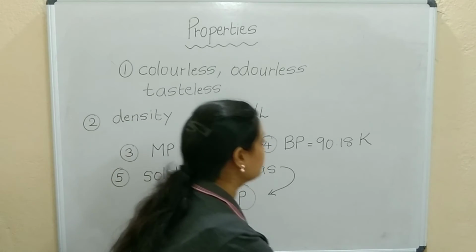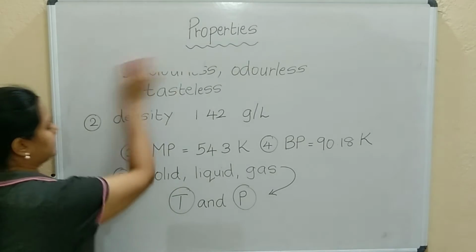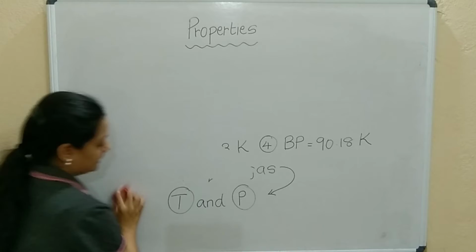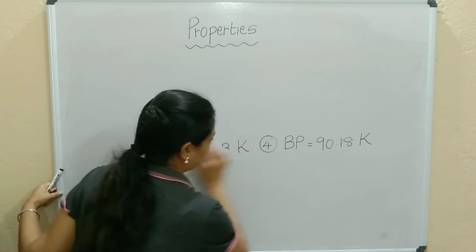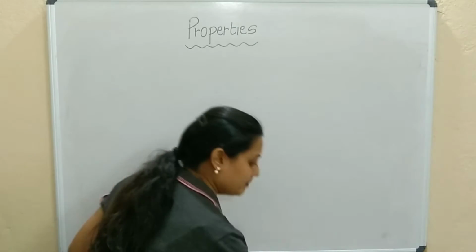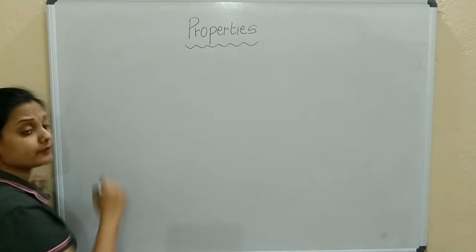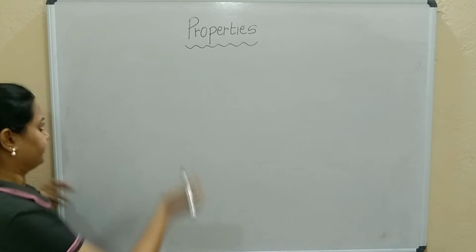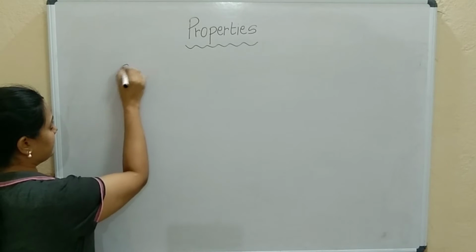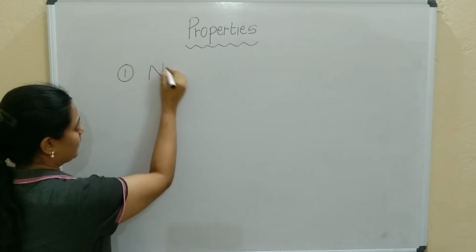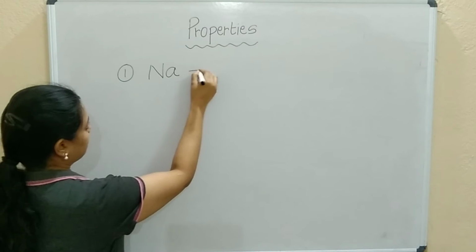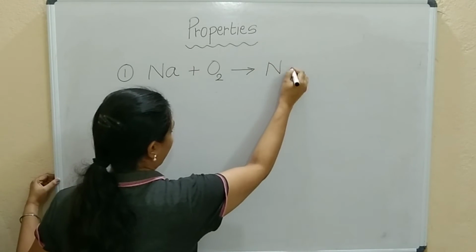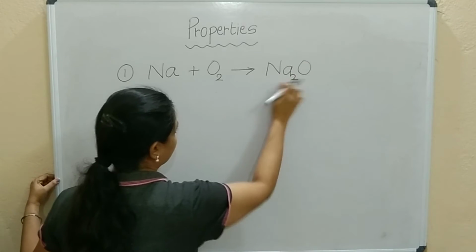Now let's check some chemical properties of dioxygen. So dioxygen, it will react with the metals, correct. The first chemical properties means the reactions. So it will react with the metals. I'll take sodium metal, O2, and it will form oxide, correct. Check for the formula, children.